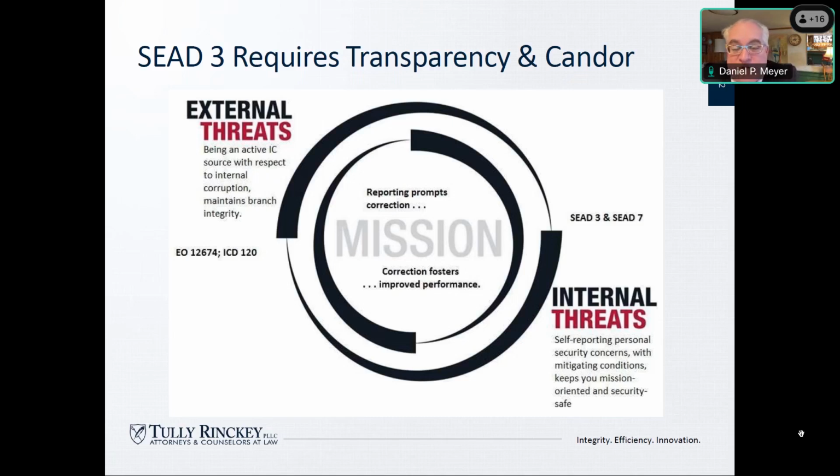Yes, is it a snitch culture? You bet it's a snitch culture, and it's a lawful snitch culture, and it's one you need to adhere to if you're going to be seen as a reliable and safe security citizen.